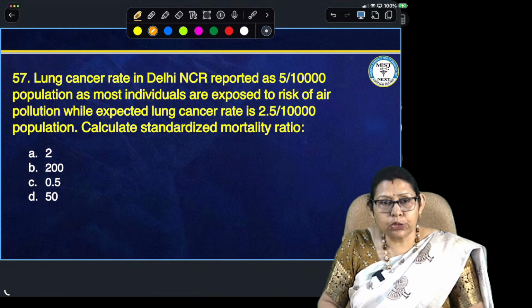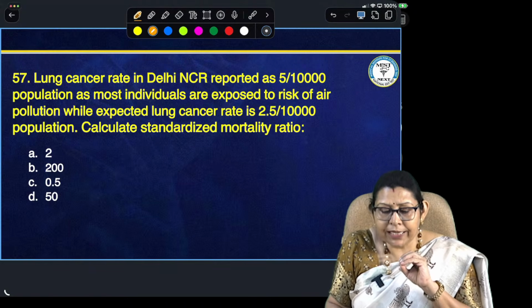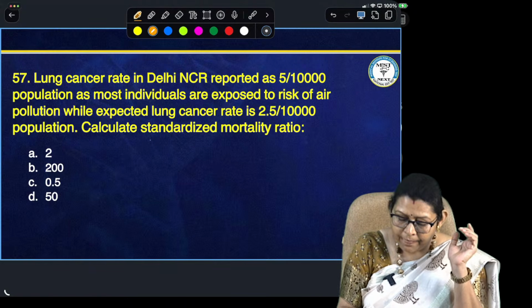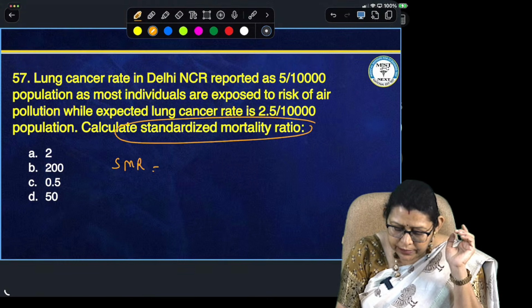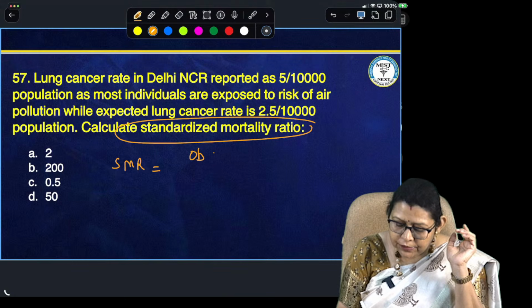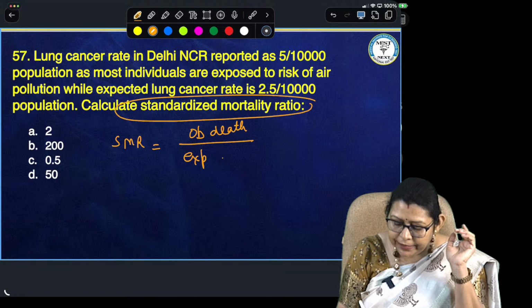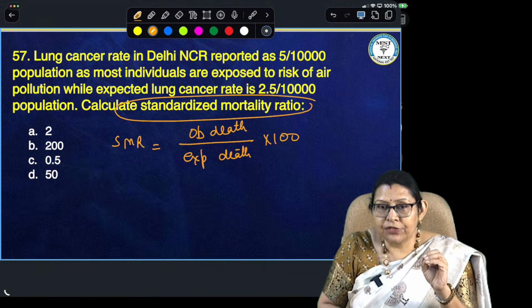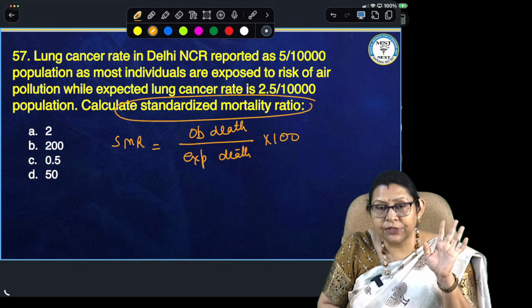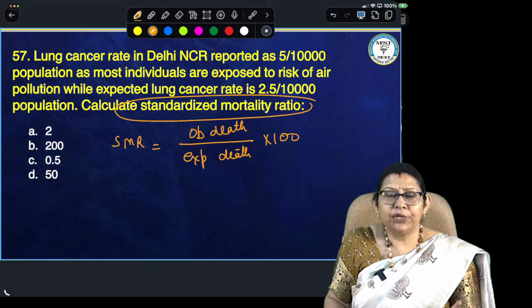Now, coming to the last question, that is again one of the PYQ. Calculate the standardized mortality ratio. Now, standardized mortality ratio, it is the observed deaths divided by the expected deaths into 100. This is the indirect method of standardization. If the age specific death rate is not available in that area, then you can use the indirect method.